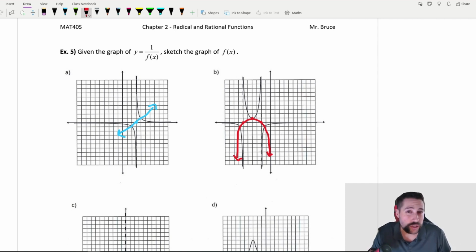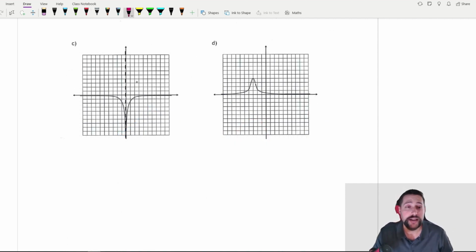How do we know that it's opening down? It's because of the far left and the far right of the graph. Or you could look at it as the opposite direction in which the middle part of the reciprocal graph is going. Either works in your favor. Okay, moving on to c.